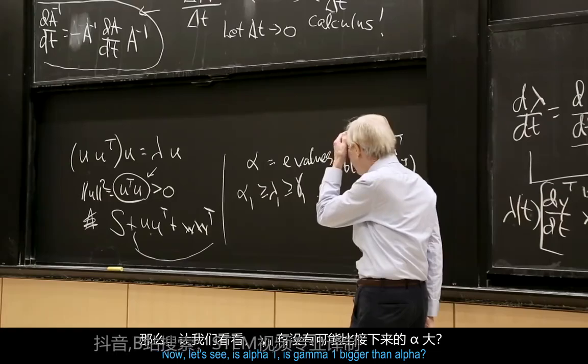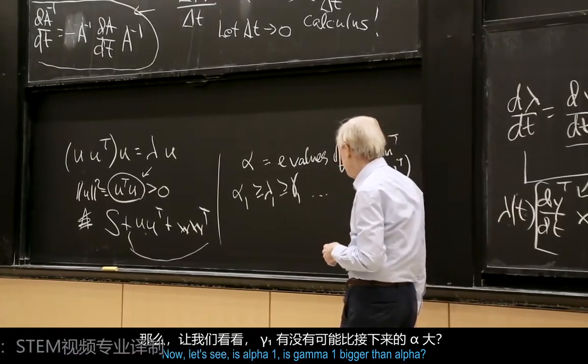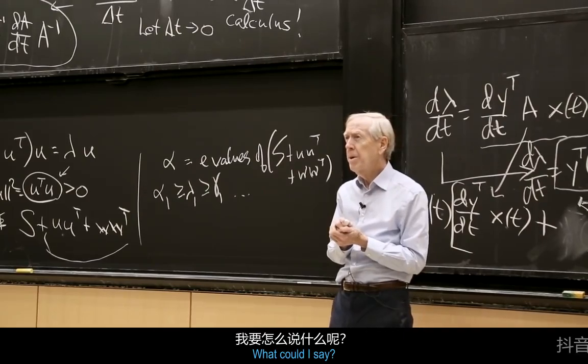Now, let's see, is gamma 1 bigger than alpha? What am I struggling to write down here? What could I say?